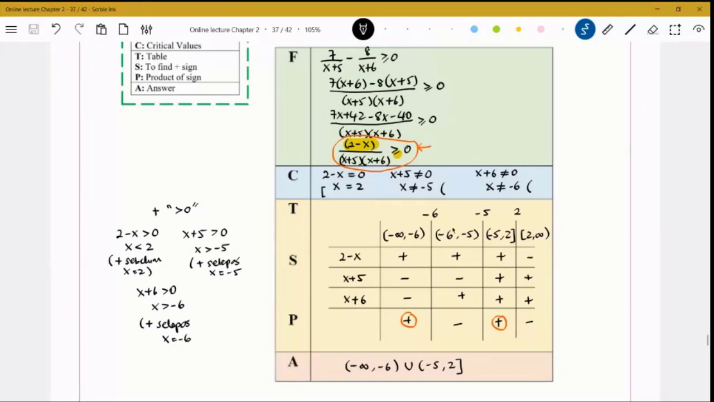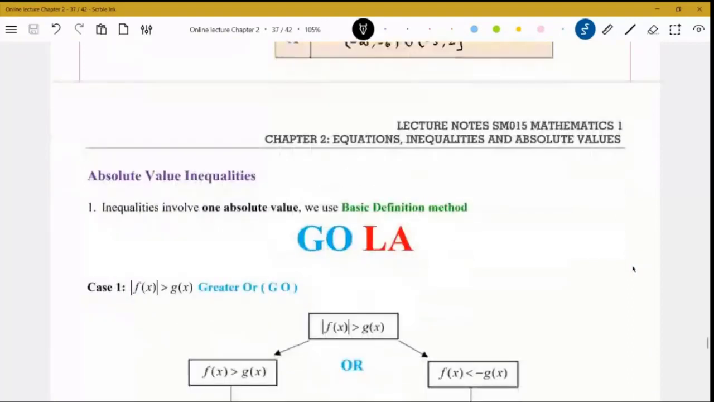Okay, we move to absolute values inequalities. For this one, we will encounter two cases as well: one modulus or two modulus. Okay, kita fokus kepada one modulus dulu. For solving one modulus inequalities, kamu akan encounter either modulus fx greater than gx or modulus fx less than gx.